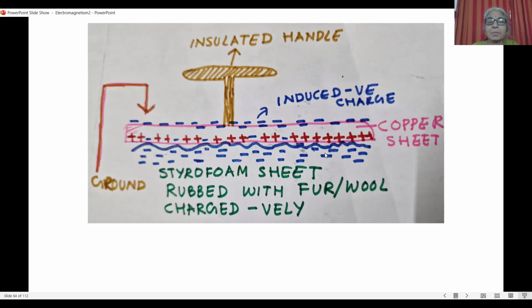But induction happens. Because there are negative charges on the styrofoam sheet, all the negative charges in the copper sheet will run away as far as possible. So they'll end up on the top surface. And so the bottom surface of the copper sheet becomes positively charged. The charges get separated. Okay.